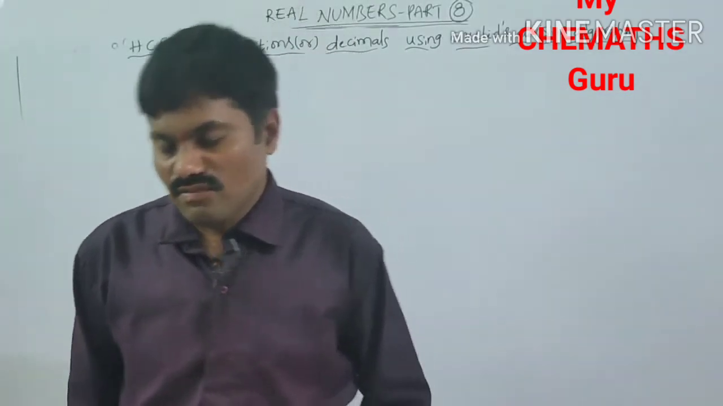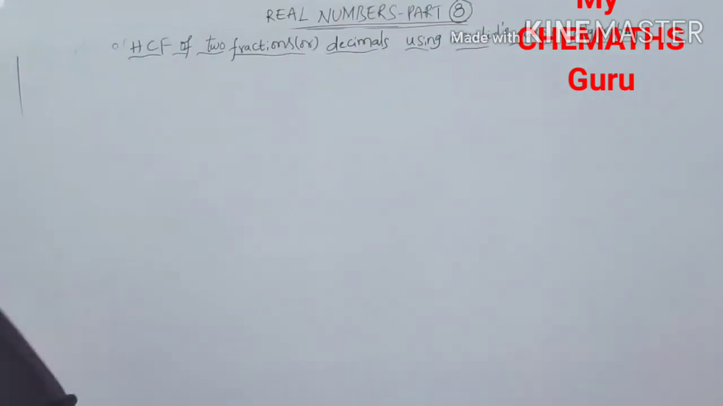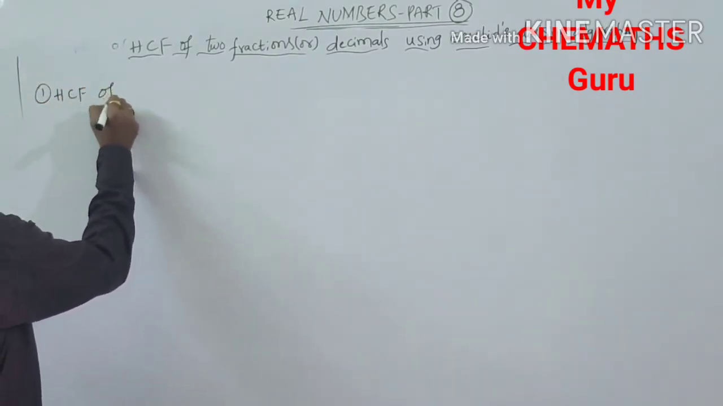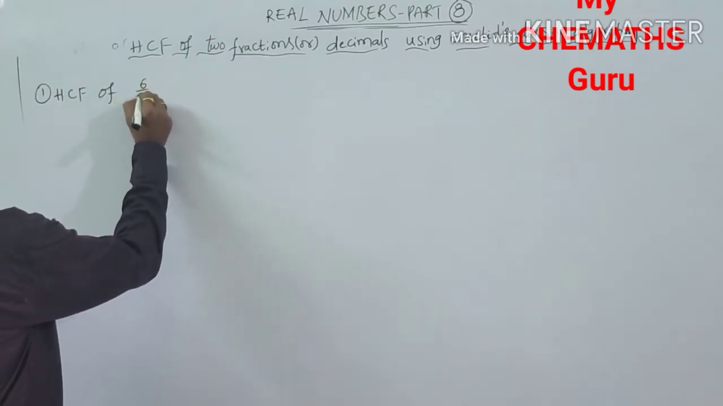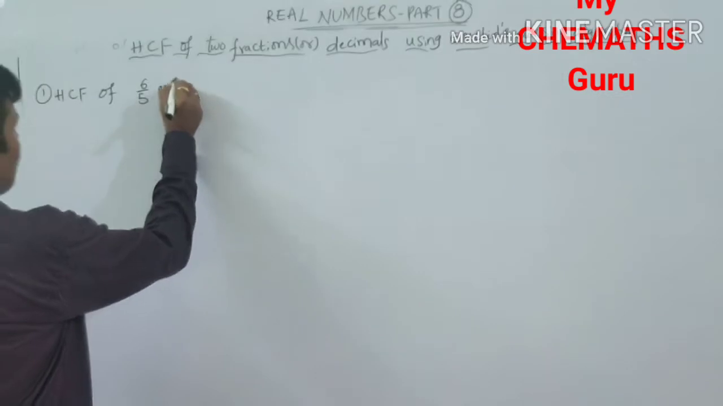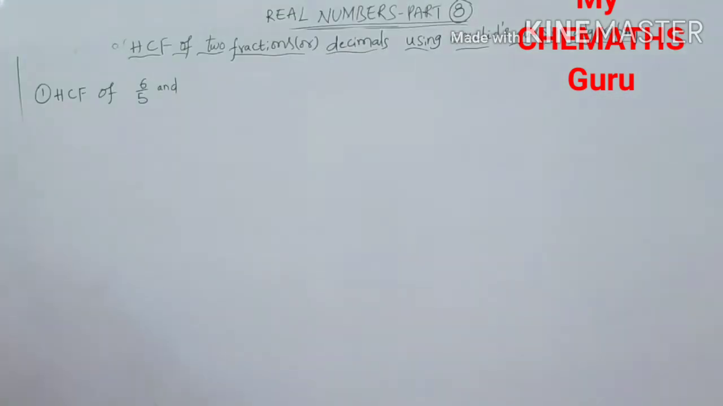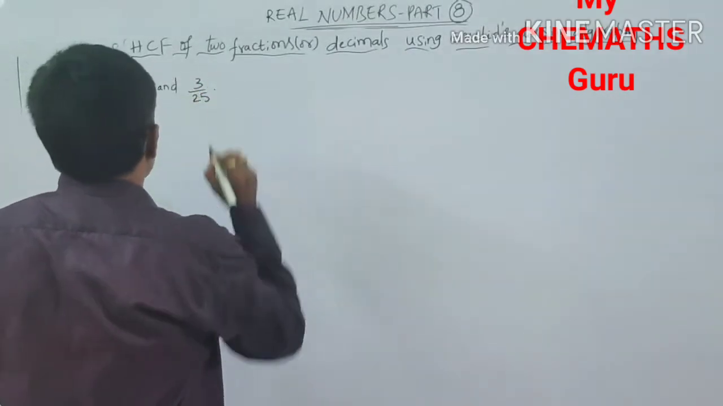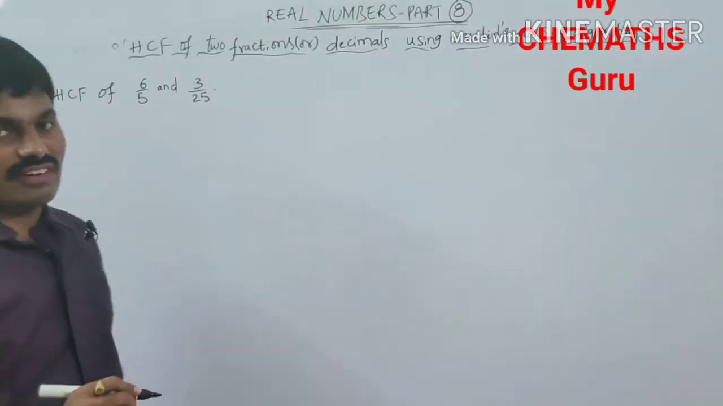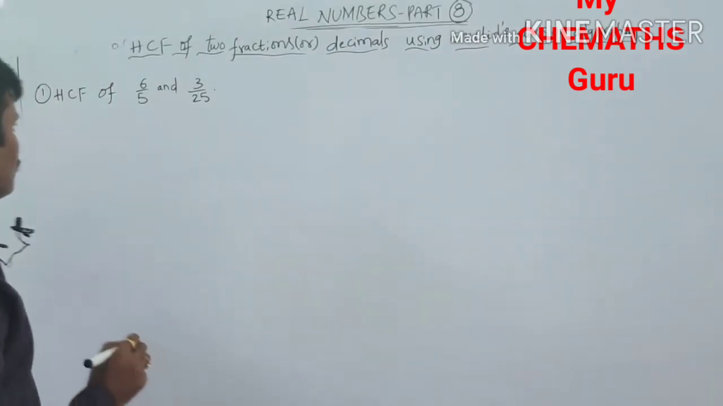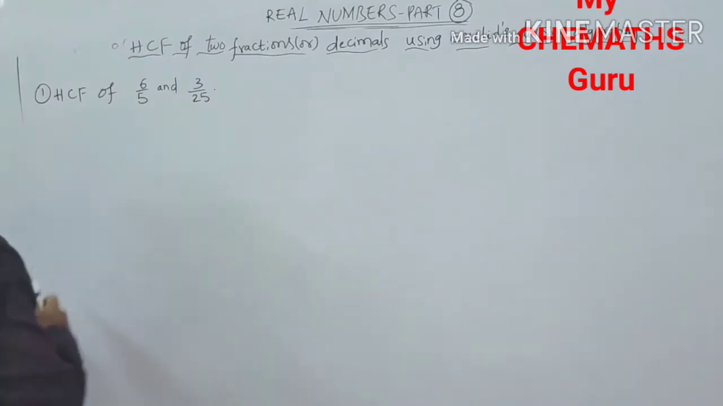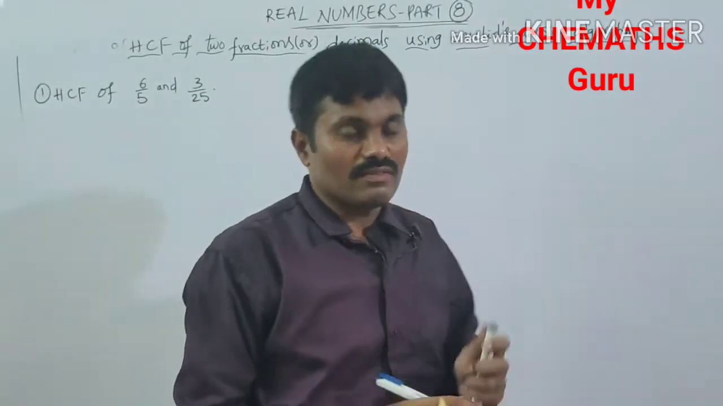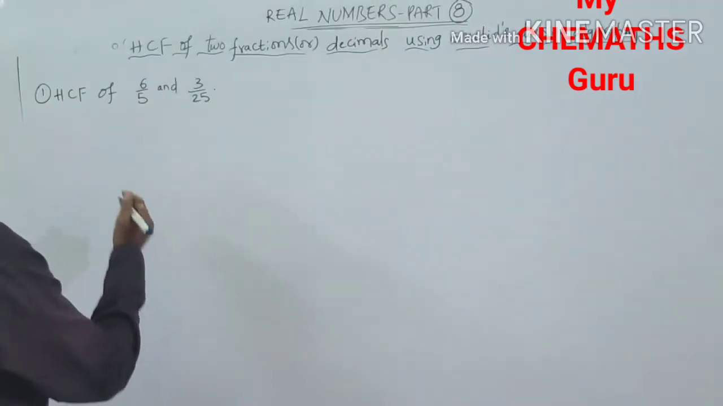For example, HCF of 6 by 5 and 3 by 25. How to find HCF of these two fractions, 6 by 5 and 3 by 25? First we have to convert the given fractions into decimals. What should we do in the first step? We have to convert given fractions into decimals.